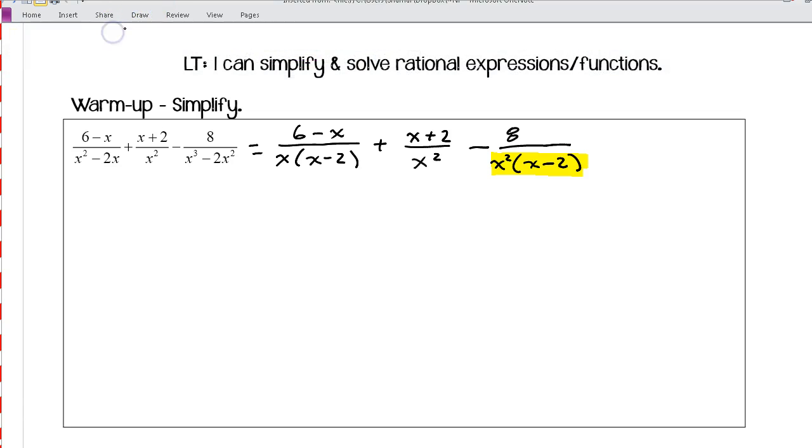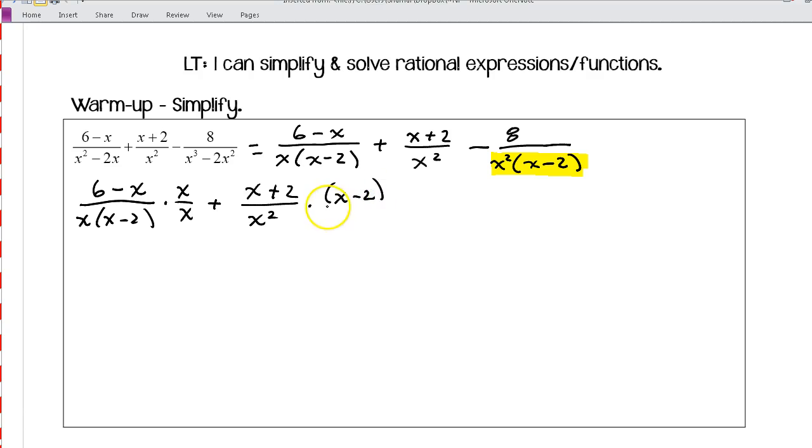So I'm going to go ahead and make common denominators. So for my first fraction, I need to multiply by x over x, so that's x times x minus 2 times x over x, and then plus x plus 2 over x squared, and this needs the x minus 2, so x minus 2 over x minus 2, and then my last fraction, it's got everything that it needs, so that's over 8 times x squared times x minus 2.